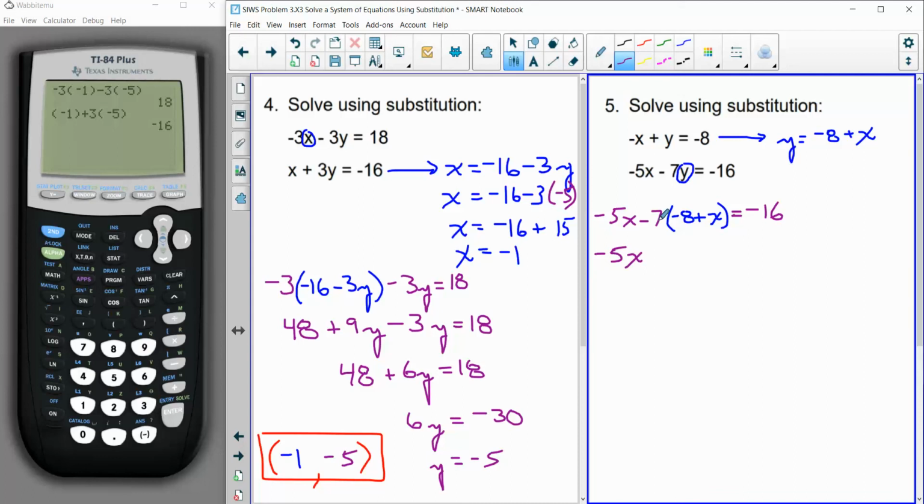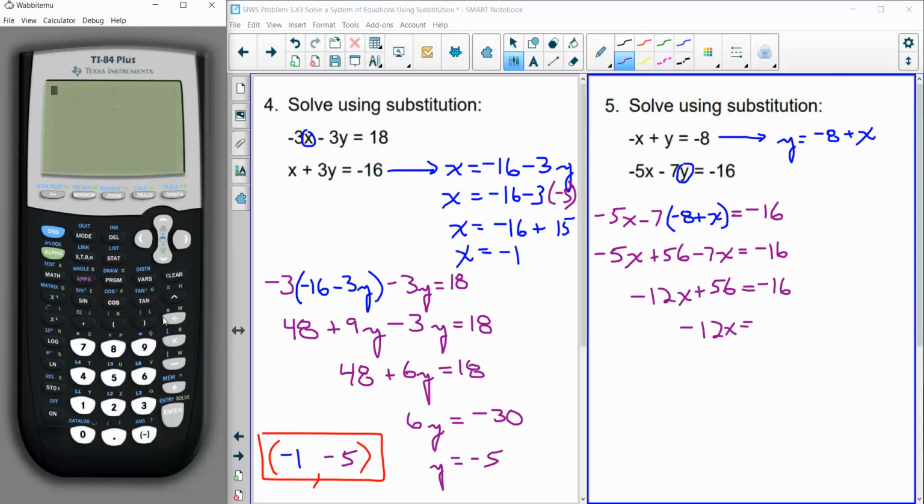Negative 5x, negative 7 times negative 8 is 56. Negative 7 times x is negative 7x. That's distributive property. Now I can combine like terms. Negative 5x and negative 7x makes negative 12x. Now I can subtract 56 from both sides. Negative 16 minus 56. That's negative 72. And then I can divide both sides by 12. Divided by 12, it's negative 6. So now I know what x is.